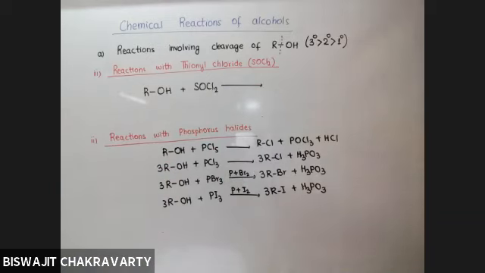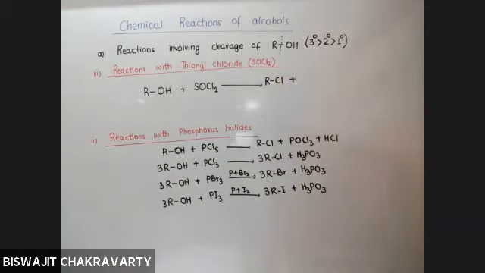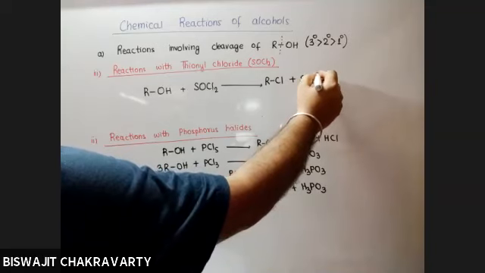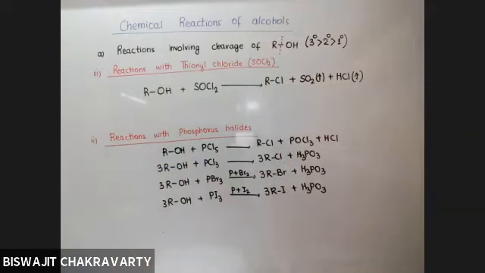So pure alkyl halide is formed, and SO2 and HCl are formed in the gaseous form. You get RCl. Along with RCl, what else is produced? SO2 gaseous, HCl gaseous. So what will happen if the byproducts are gaseous? They will escape out or not? And if they escape out, what are they leaving behind? RCl in pure amount, isn't it? So that is why it is preferred over other methods.